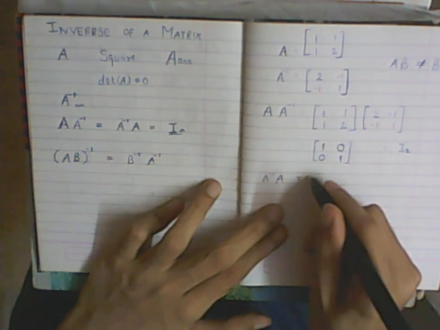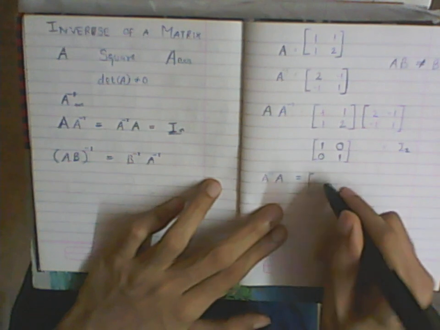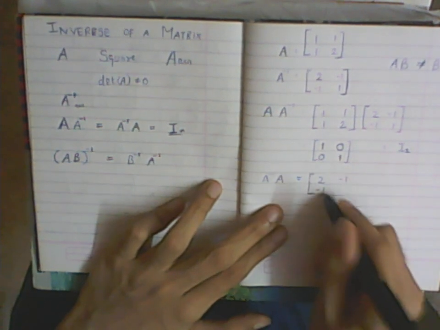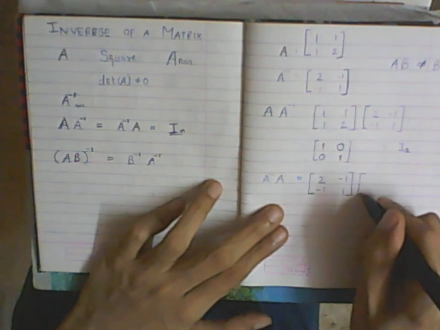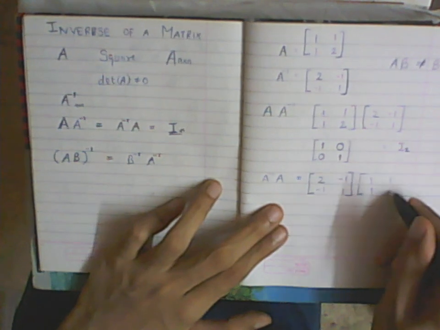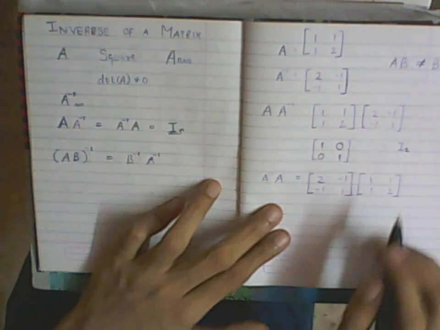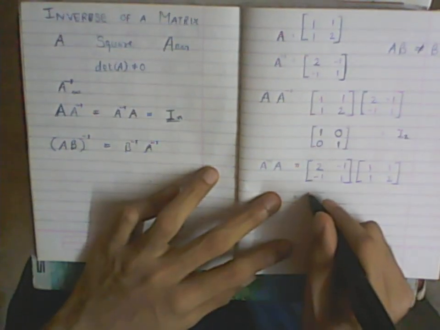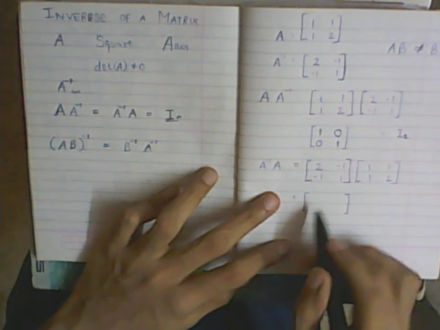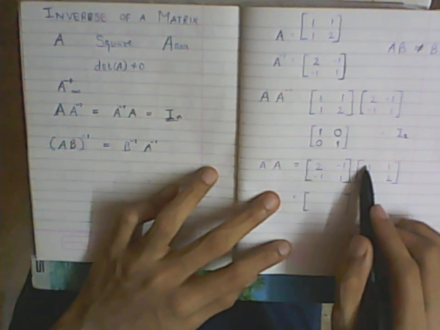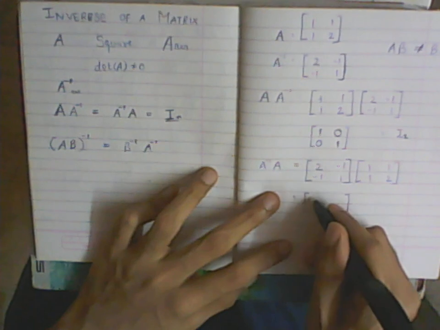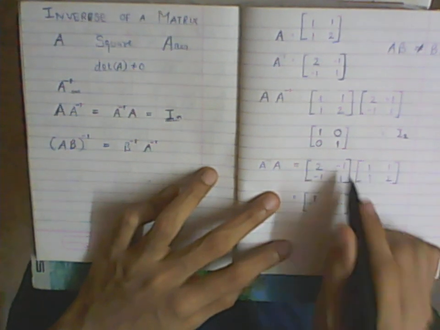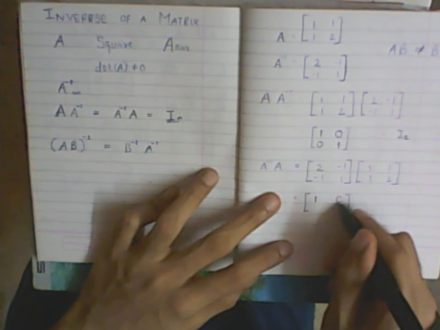So let's do this. This is A inverse. So A inverse is 2 minus 1 minus 1 1, and A is 1 1 1 2. So again 2 by 2 into 2 by 2 gives you a 2 by 2 matrix. So this is a 2 by 2 matrix. First row, first column entry, it's just 2 into 1, minus 1 into 1, that's 1. 2 into 1 and minus 1 into 2 is just 0.